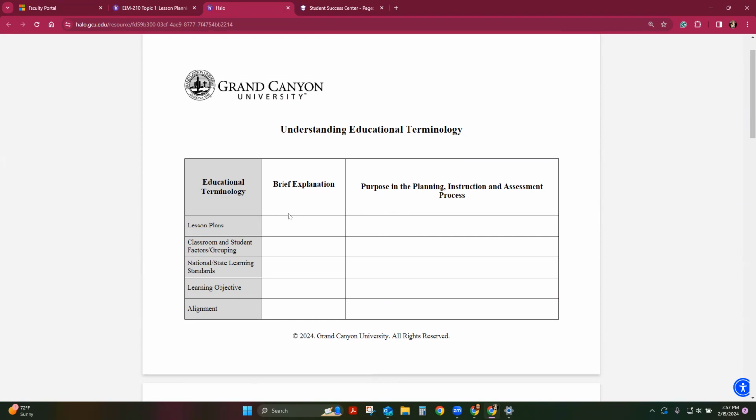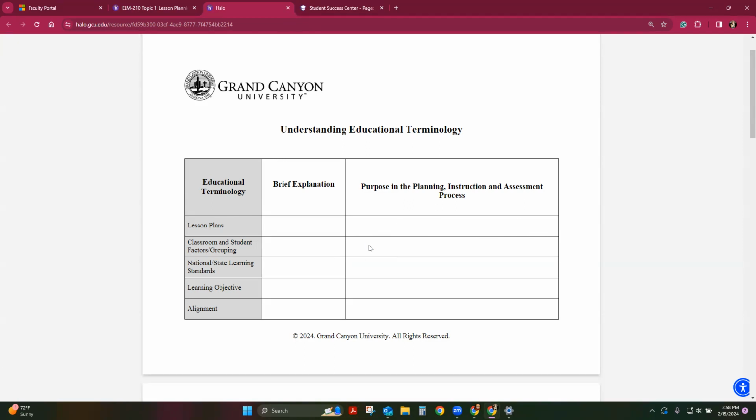For example, you might say something like, a lesson plan is a teacher's daily plan on what they'll be teaching and how they will teach it. It'll include details such as a standard, activities, and an assessment. And then for your purpose, you might put something along the lines of, the purpose of a lesson plan is so that the teacher knows what they're teaching that day and they can be prepared for instruction. So that's what you do in part 1.